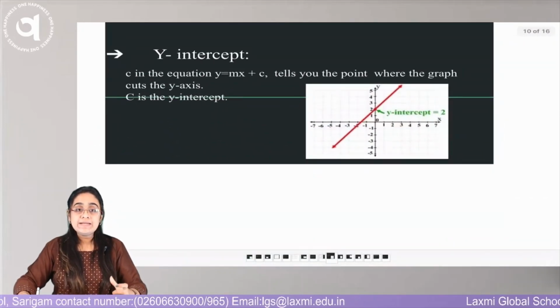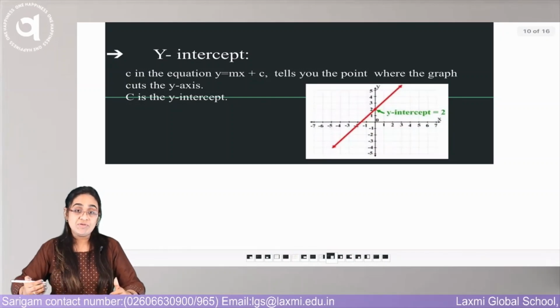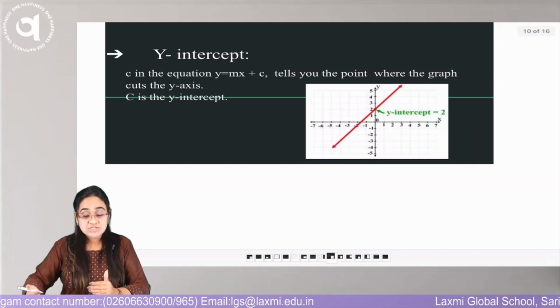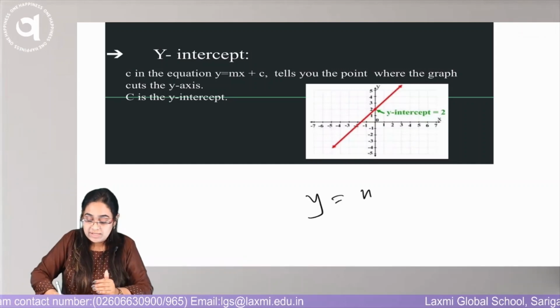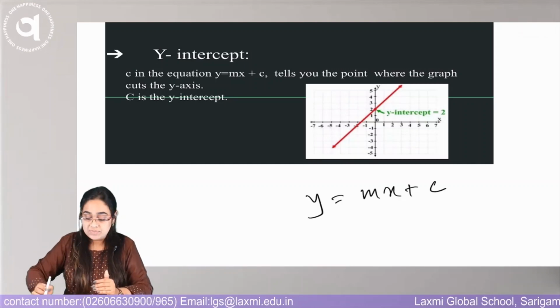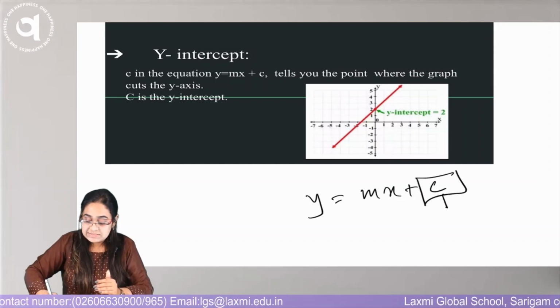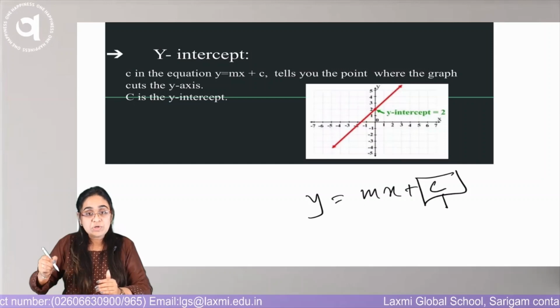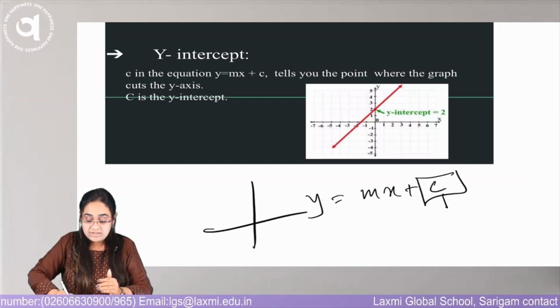Y-intercept. The name intercept suggests cutting of the y axis. So, when you have y-intercept under consideration for a general equation, that is y is equal to mx plus c, it means this c is the point where your line y is equal to mx plus c cuts the vertical y axis.